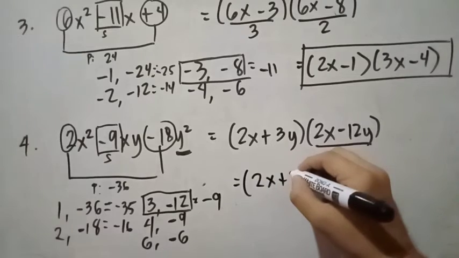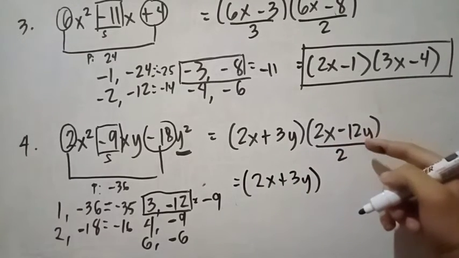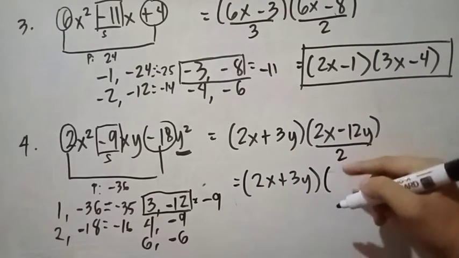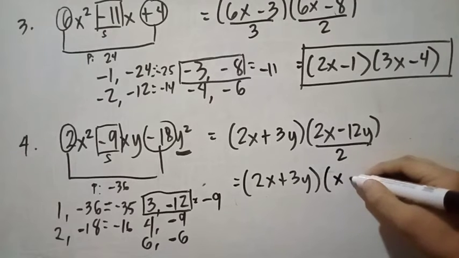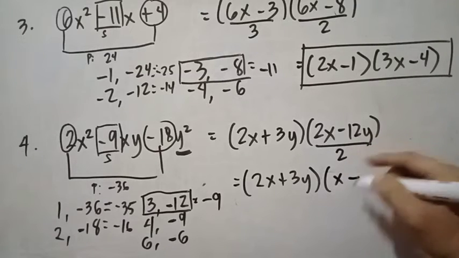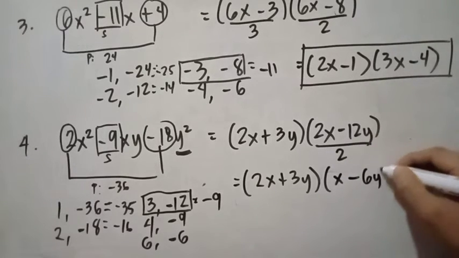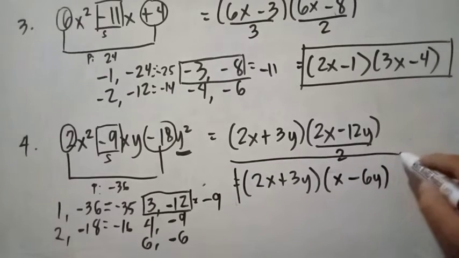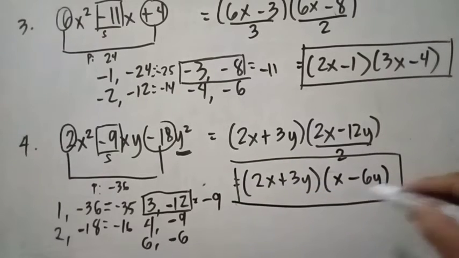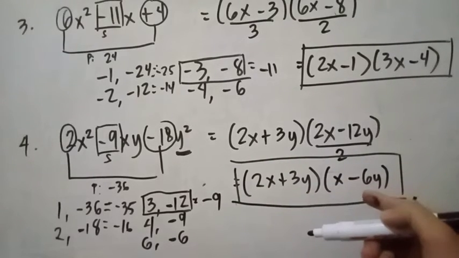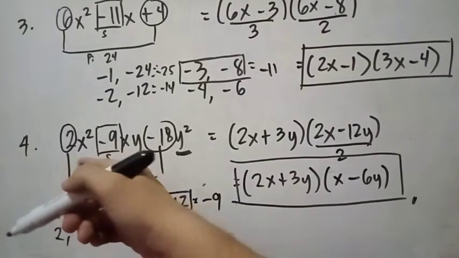2x plus 3y, kopyahin lang muna. And then dito, i-divide natin, no? 2x divided by 2 is x. And negative 12y divided by 2 is negative 6y. At ito na yung sagot. Ayan. 2x plus 3y multiplied by x minus 6y. Ayan yung factors nito.